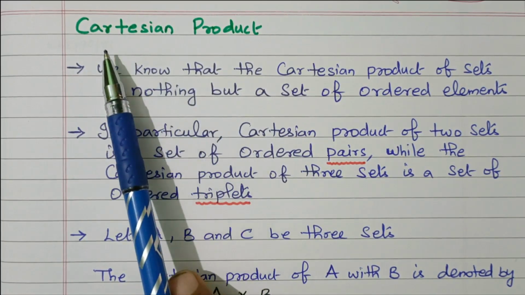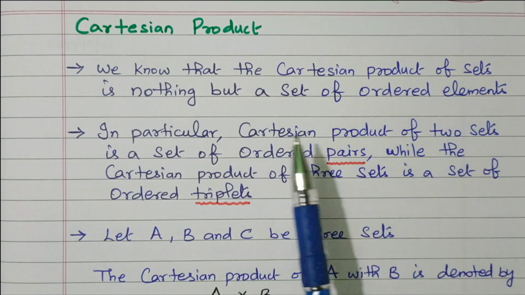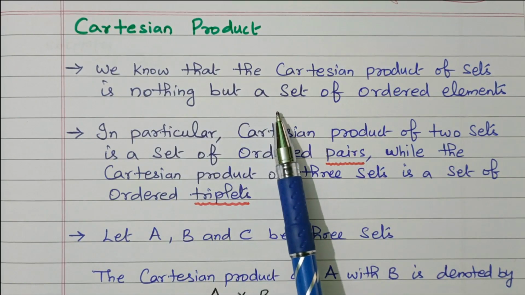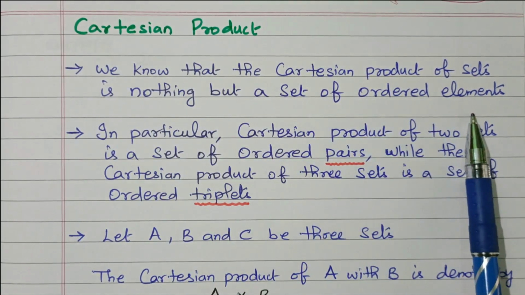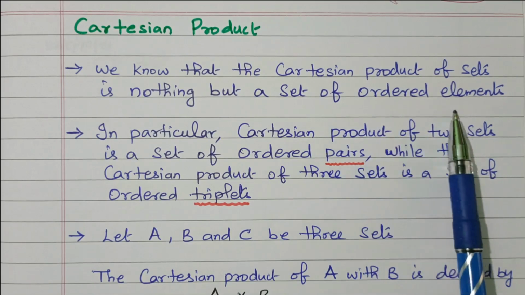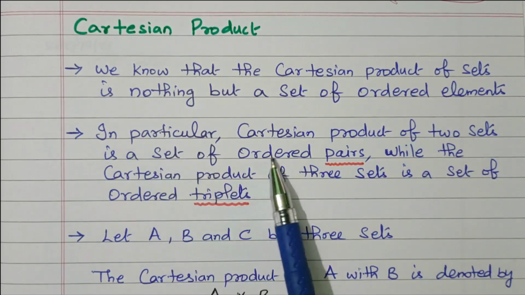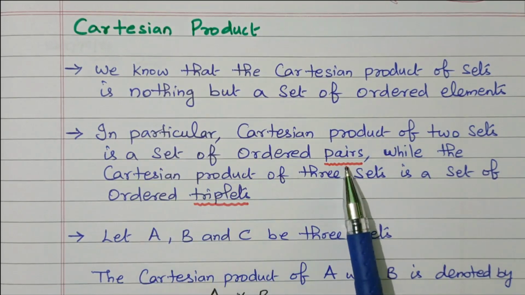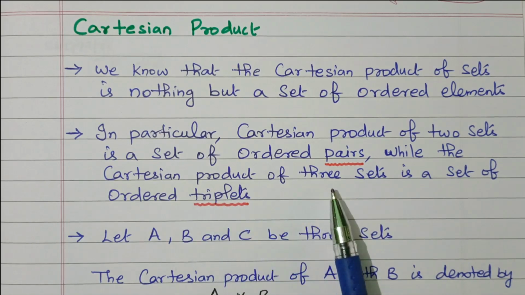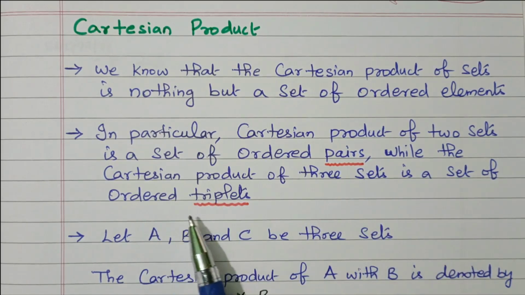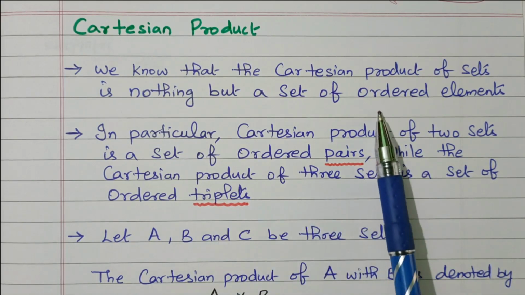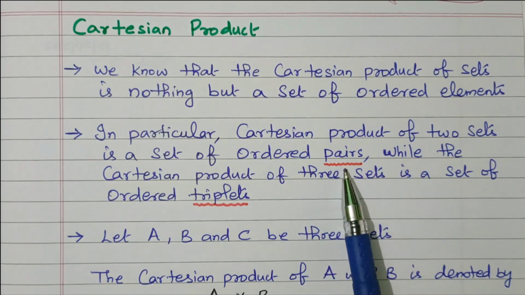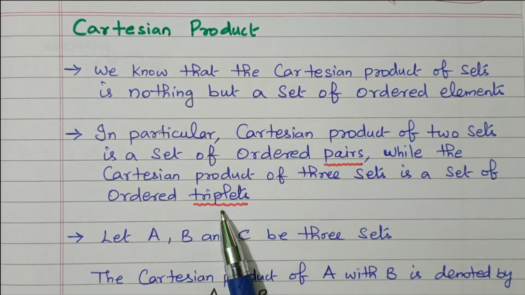Now we will go to the topic Cartesian product coming under set. So we know that the Cartesian product of a set is nothing but a set of ordered elements. In particular, the Cartesian product of two sets is a set of ordered pairs, while the Cartesian product of three sets is an ordered triplet, right? Two sets means it is called a pair, three sets means a triplet, right?